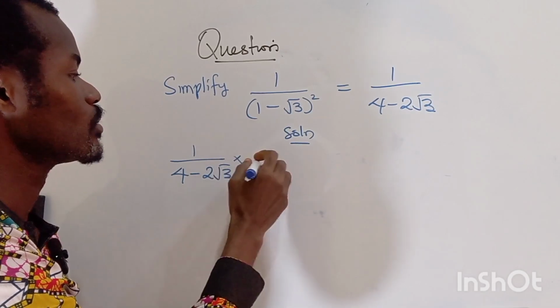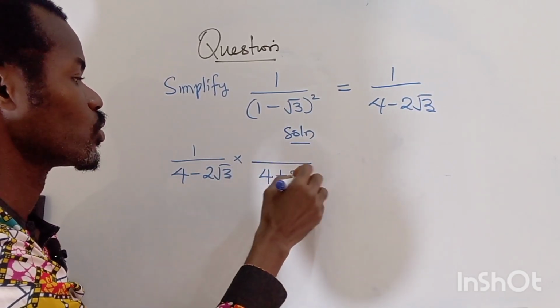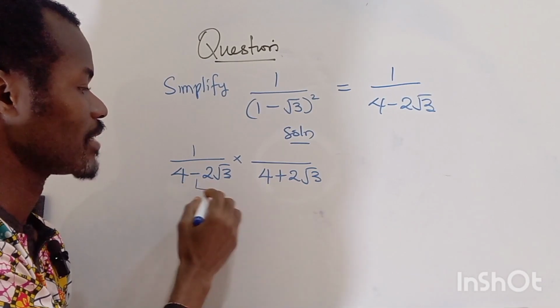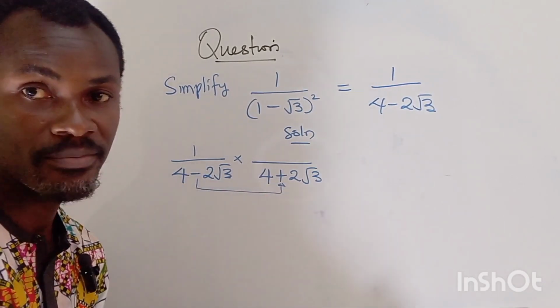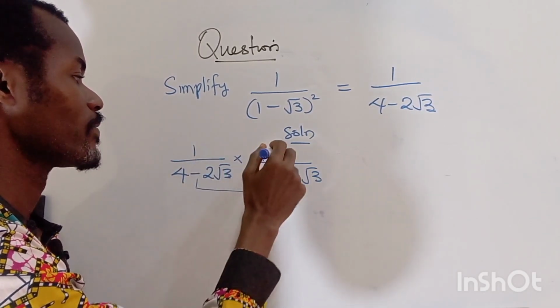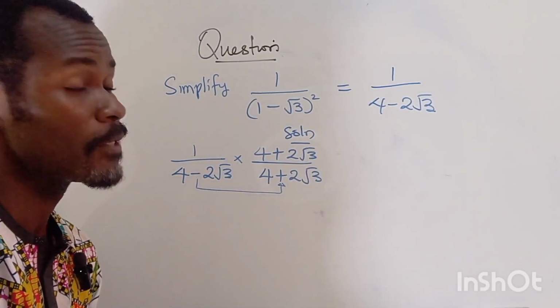Conjugate. So we are going to multiply. Now the conjugate here is going to be 4 plus 2 root 3. We simply write this, but this sign changes to plus. So we'll also multiply the numerator. So we have 4 plus 2 root 3.